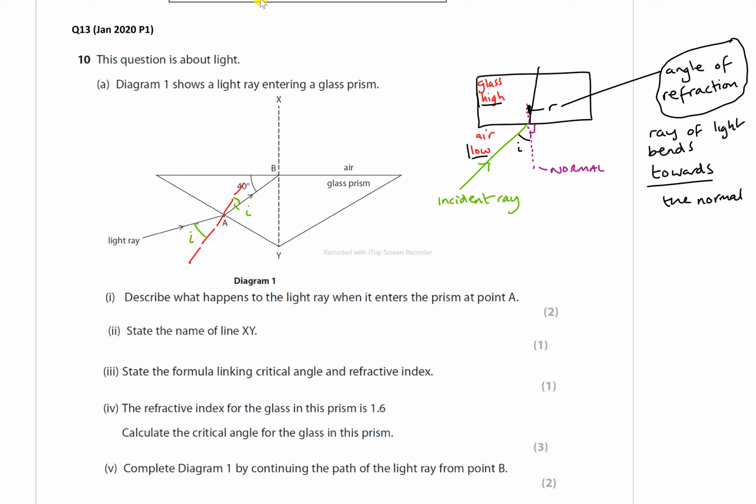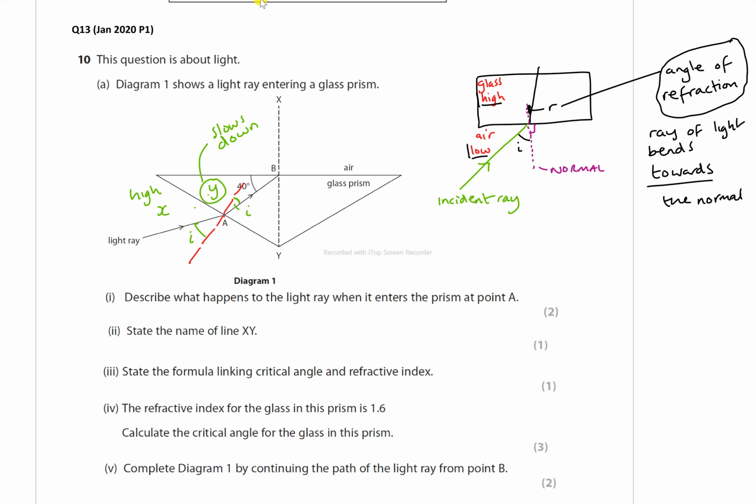So it comes in at, just say, a certain speed, let's call it x, and then because it goes from low to high, it goes to speed y, and it slows down. The speed of the ray slows down, and that's where you get a change of speed. The ray changes direction. So we can say it's high speed and low speed, just for now.